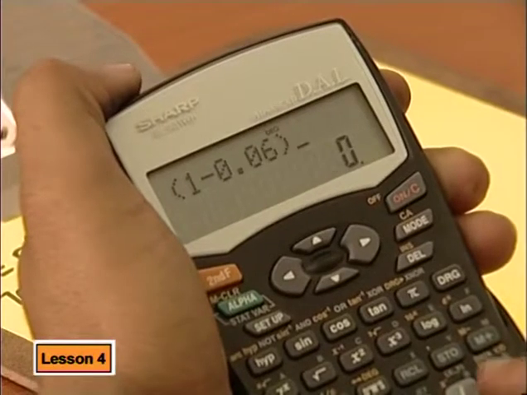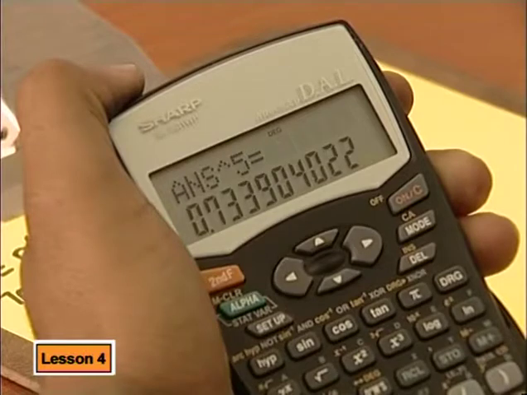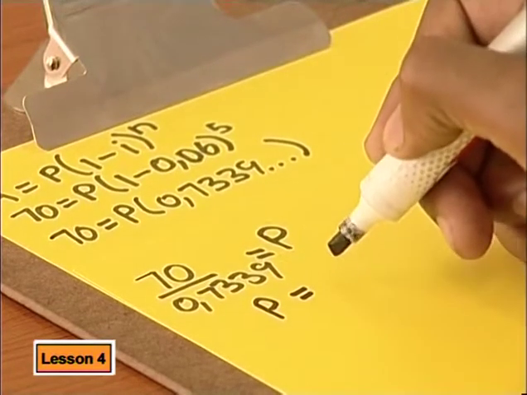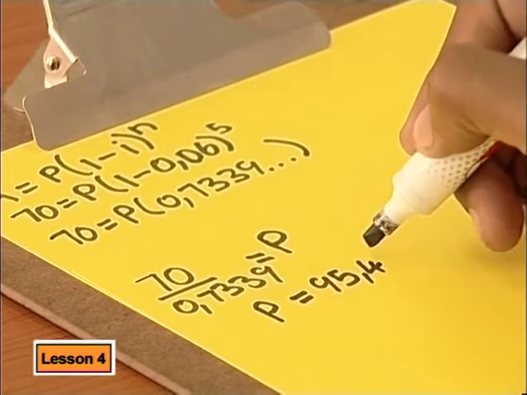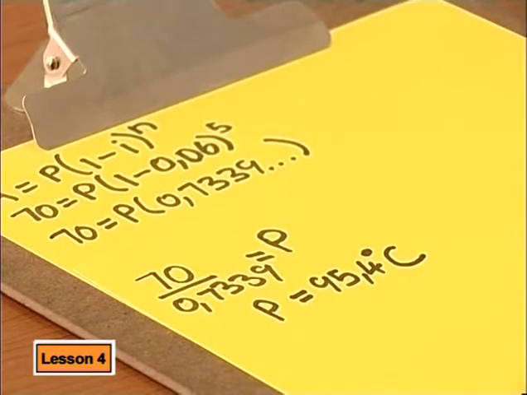But I don't know how to type this into the calculator to get P. Must I simplify the equation first? That'll help. Start with the brackets. That's 0,94. Then to the power of 5 gives me 0,7339. Now, I can divide both sides by that to get P, right? So P equals 95,4, correct to 1 decimal place. So the original temperature was 95,4 degrees Celsius.